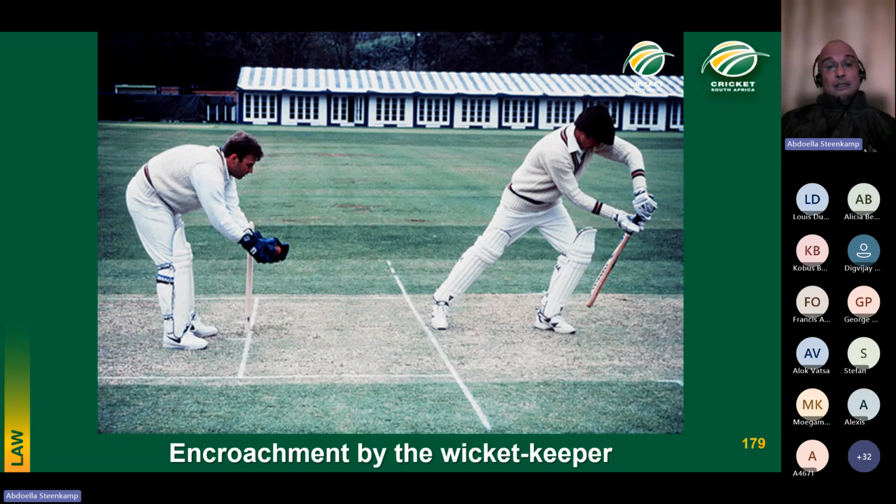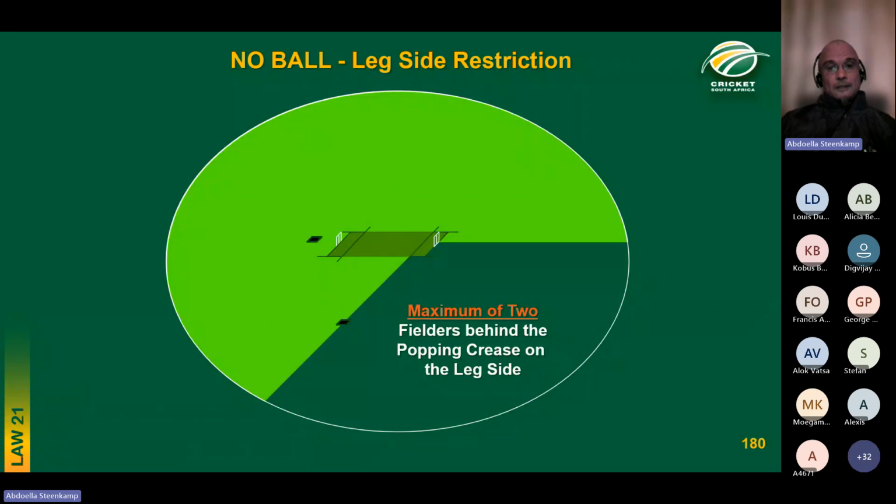But the keeper usually needs to wait for the ball to pass the stumps, then take off the bails. So in this instance, this will be a no ball, keeper taking the ball in front of the stumps.